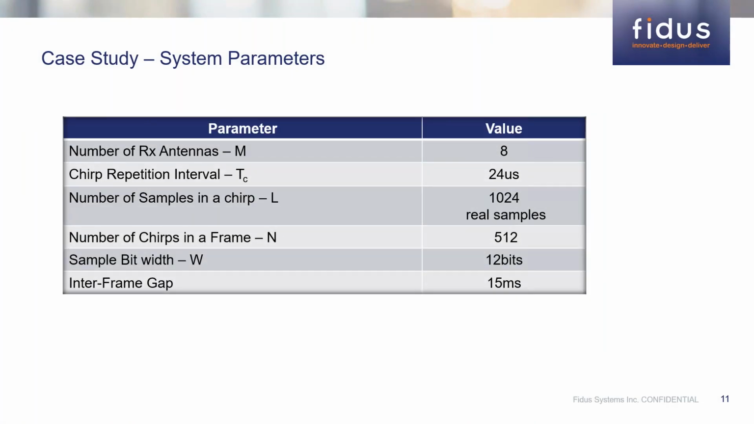The case study that we are going to go through is a system that has 8 antennas. The chirp repetition interval is 24 microseconds. The number of samples in a chirp is 1024, and we are going to consider here that the samples are real and not complex. The number of chirps is 512. The sample bit width coming from the DAC, this is the DAC resolution, is 12 bits, which is approximately 10.5 ENOB. There is an inter-frame gap between one scan, one frame, and the other. If you do the math, you will find that this is a short-range radar, with a maximum range of approximately 20 meters and a maximum speed of approximately 150 kilometers an hour.